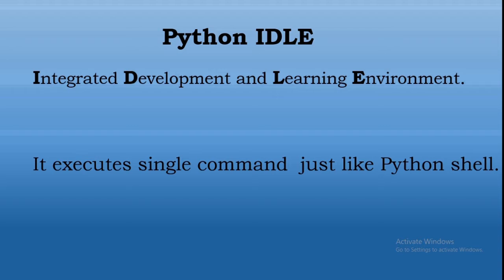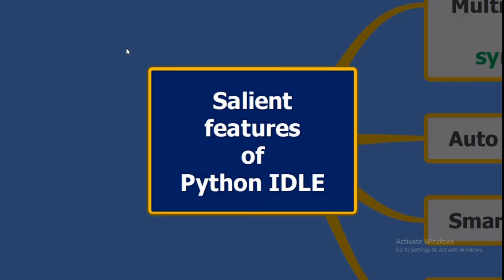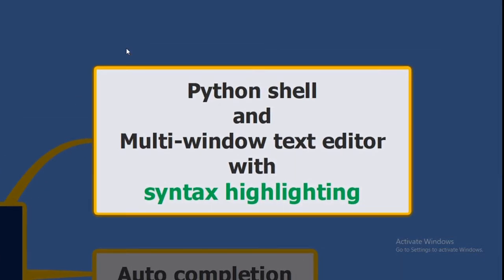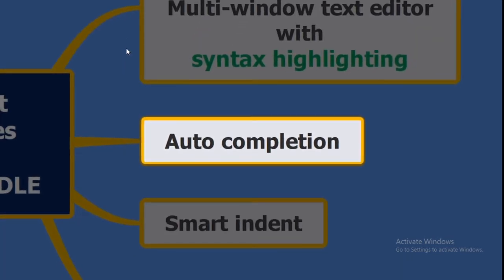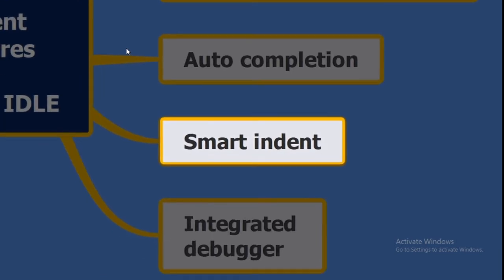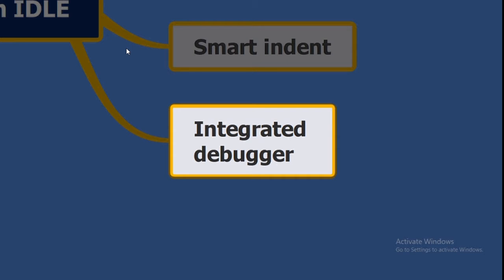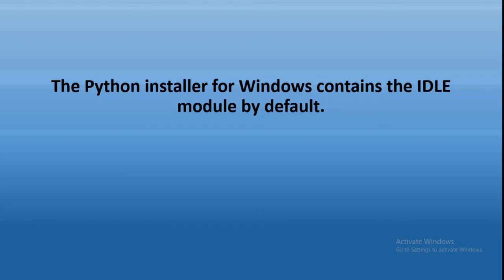Let's see what are the salient features of IDLE. Salient features of Python IDLE. It has Python shell and multi-window text editor with syntax highlighting. It has auto-completion and smart indent. It also has integrated debugger. The Python installer for Windows contains the IDLE module by default.